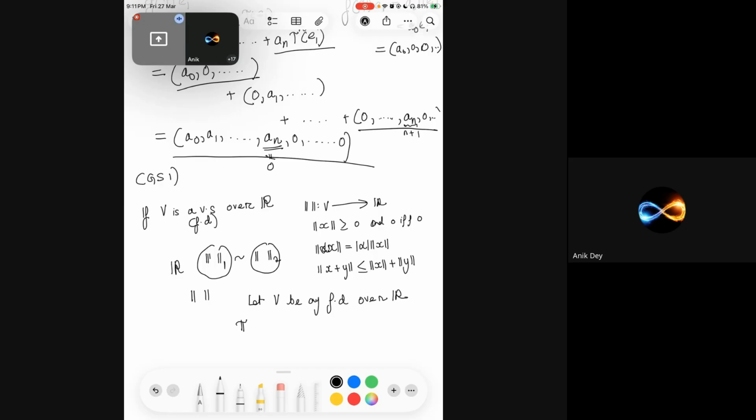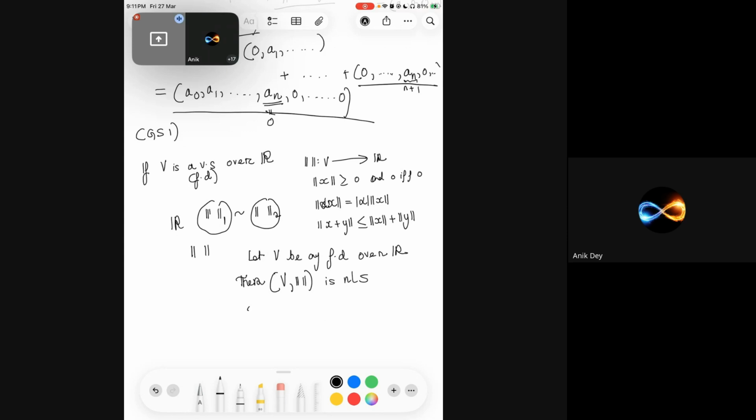Then if there is a norm on V, we call it a normed linear space. Then any two norms on V are equivalent. It does not matter what norm you are working with, topologically. Many people know that any two norms are the same. Any two norms on V are equivalent.